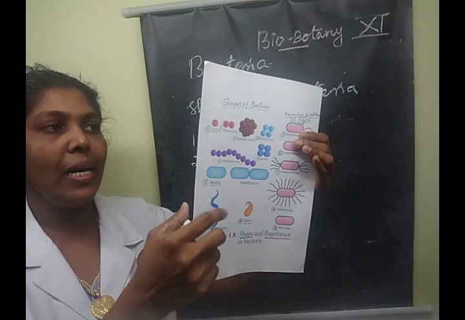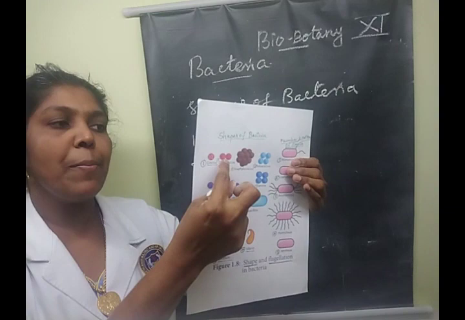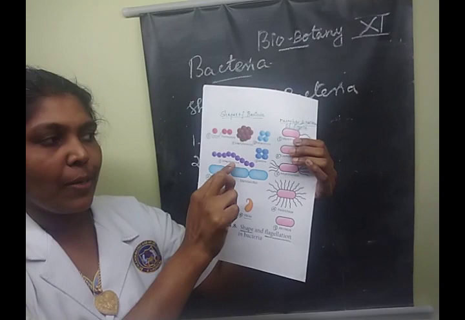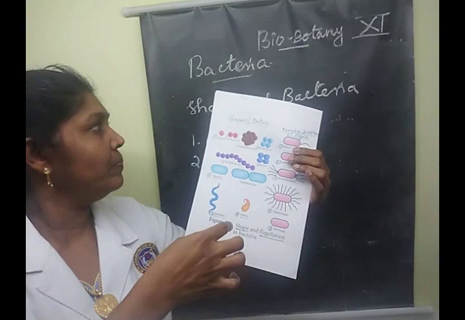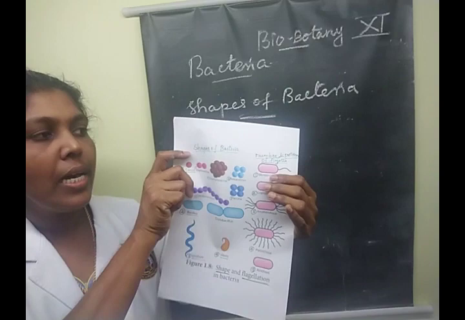Clear? This coccus type also has subtypes: diplococcus, staphylococcus, tetracoccus, streptococcus, sarcina. So these are the subtypes that come under the coccus type. Then bacillus, this is a diplobacillus type. Then spirillum and vibrio. So these are some of the shapes of bacteria. Clear? Yes. Next one is flagellation of bacteria.